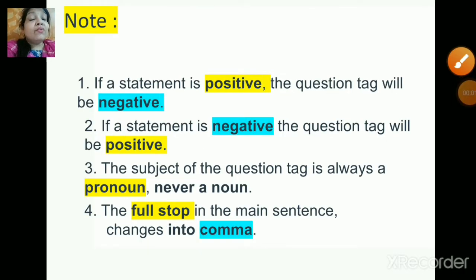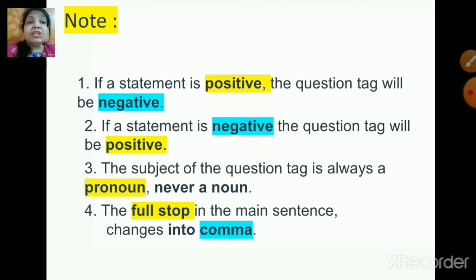Now, children, very important rule. If a statement is positive, the question tag will be negative. Yes, children, make sure that you note down these important points. Next, if a statement is negative, the question tag will be positive. So it's completely opposite, children.